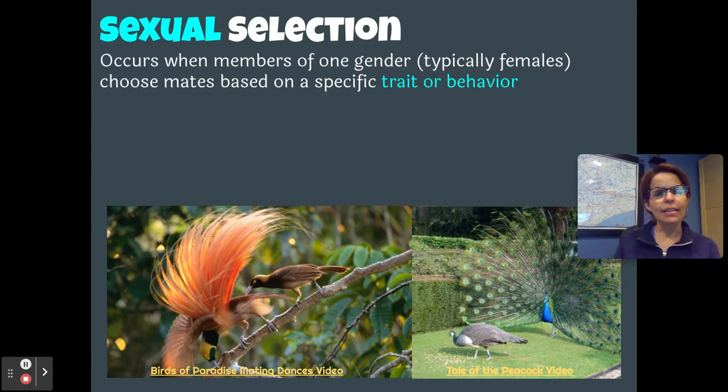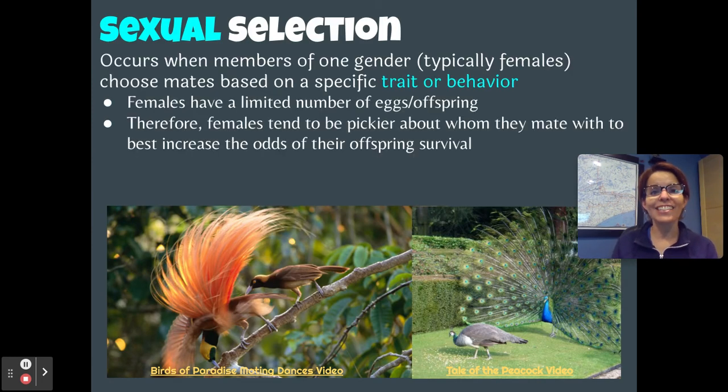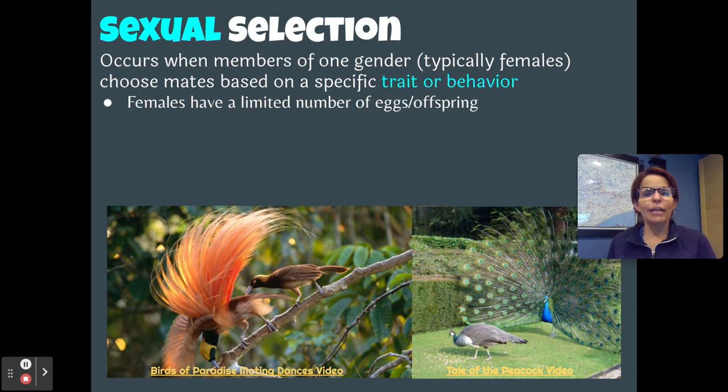All right, and then this is, I think, the last section, on sexual selection. Sexual selection was kind of puzzling to Darwin. So this occurs when members of one gender, typically females, choose mates based on a specific trait or behavior of the other. Females have a limited number of eggs, so they can have a limited number of offspring. But males have virtually endless sperm, so they might have hundreds of millions of sperm.